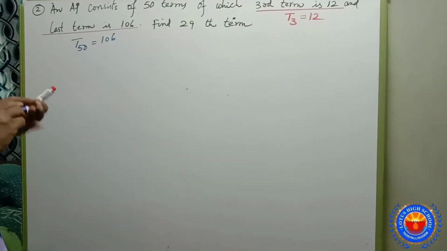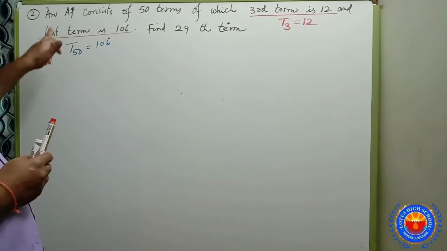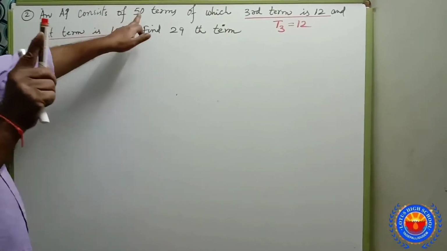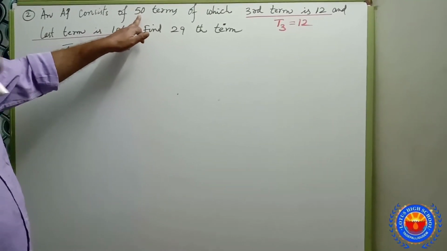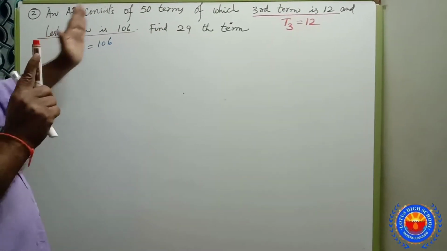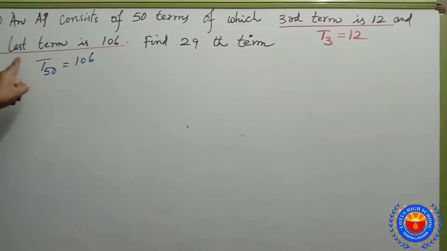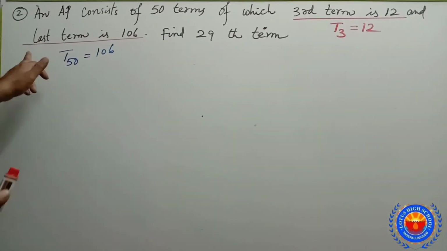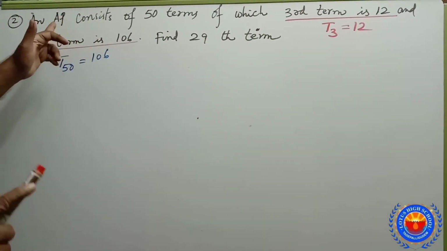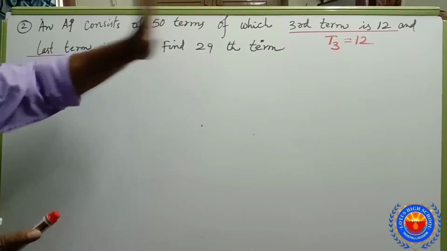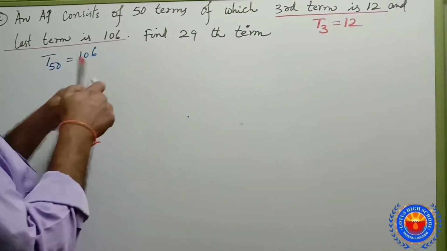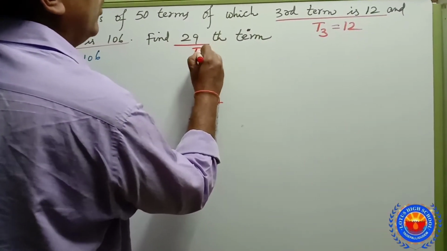T50 is not given directly here, but the last term is given. Since the AP consists of 50 terms, the last term is the 50th term. So the last term T50 is equal to 106. Here the third term is given directly, but the 50th term is not given directly. So T50 is equal to 106. Find the 29th term. We have to find T29.